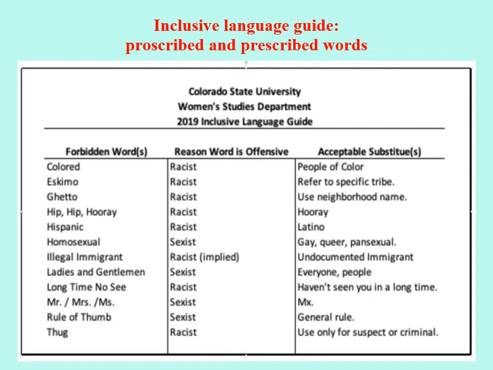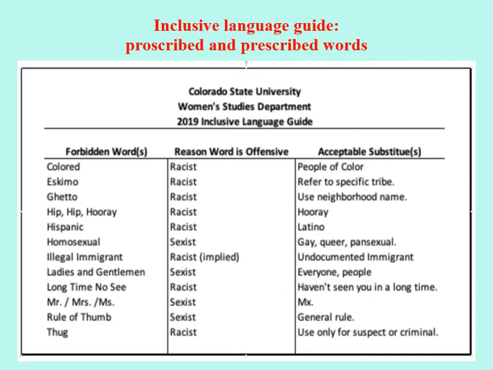Ghetto is racist. Using the name of the neighborhood is okay. Hip hip hooray is racist. Hooray is okay. Homosexual is sexist. Gay, queer, or pansexual is not accepted. Ladies and gentlemen is sexist.